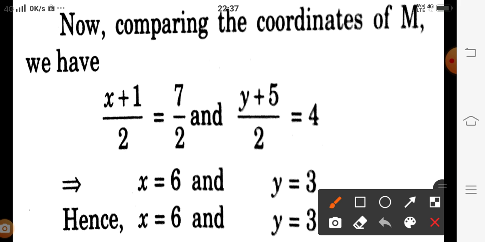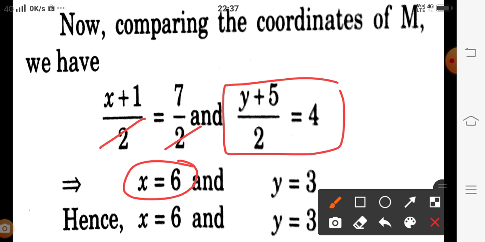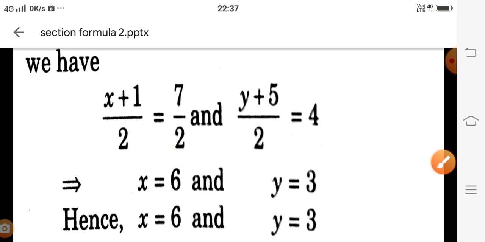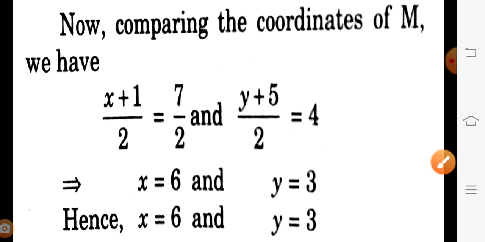Then let us solve this. Here (x plus 1) upon 2 equal to 7 by 2, the 2 cancels out. We are getting x plus 1 equal to 7, means x equal to 6. And for the y coordinate, we are observing here (y plus 5) upon 2 equal to 4. If you take 2 to the other side, then 4 into 2 is 8. 8 minus 5, we are getting 3. Means the required values of x and y: x we are getting as 6 and y we are getting as 3.